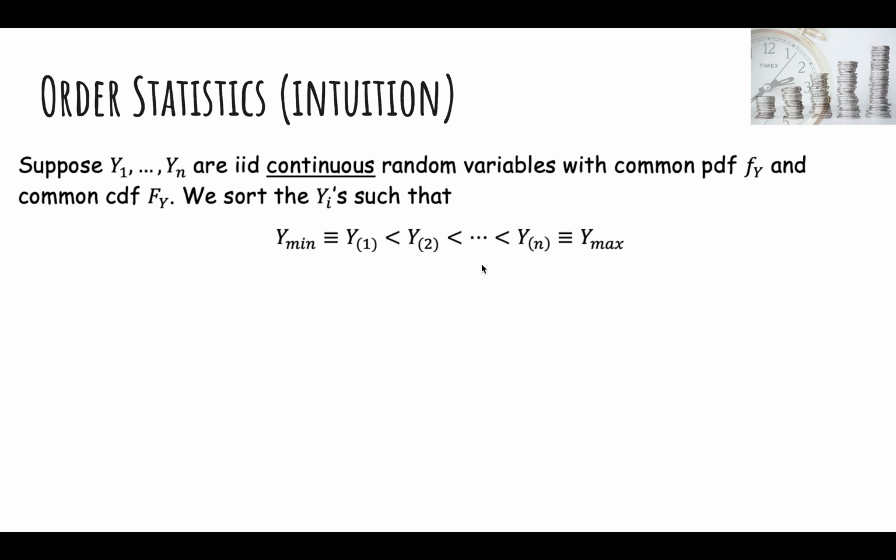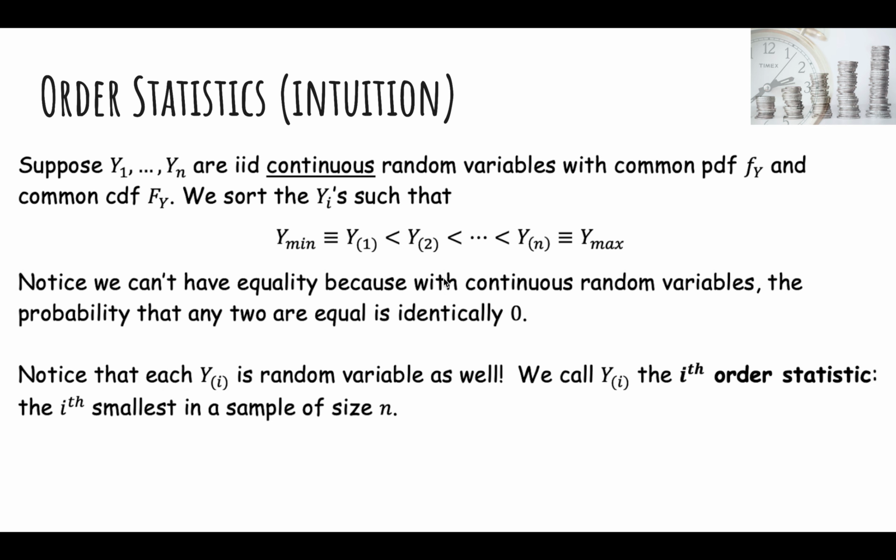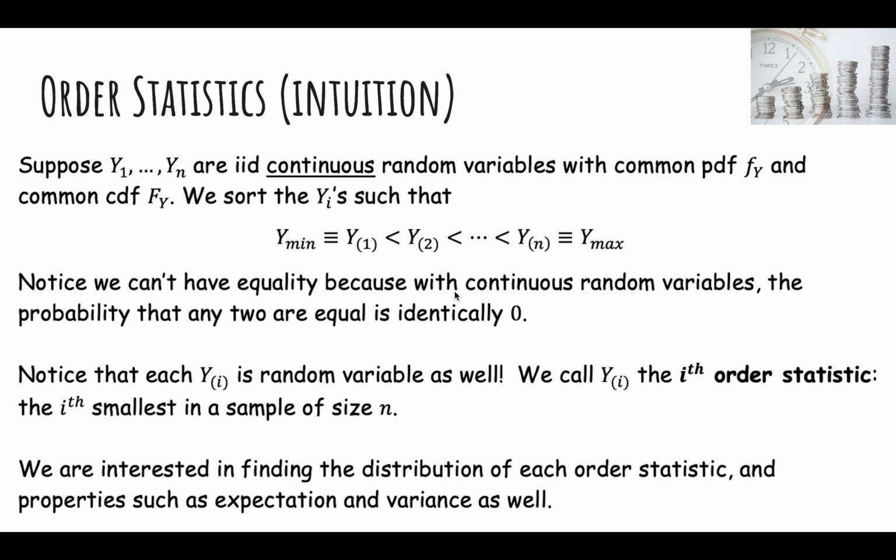Notice that we can't actually have equality because with continuous random variables, the probability that any two are equal is 0. So we don't have to worry about having a less than or equal to sign. Notice that each yi is a random variable as well. And we call y parentheses i the ith order statistic, meaning the ith smallest in a sample of size n. We're interested in finding the distribution of each order statistic and properties such as the expectation and variance. So as long as we find the PDF or CDF, we would be able to calculate everything we wanted to.